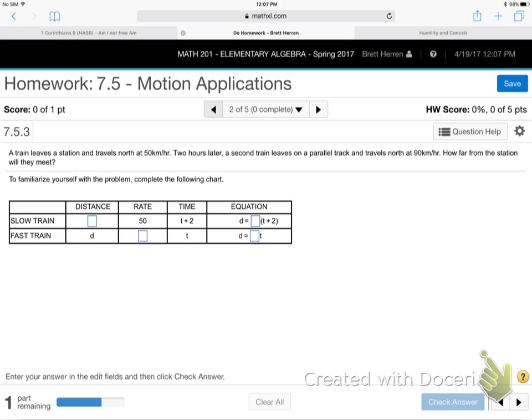Train leaves the station, travels north, 50 kilometers an hour. 2 hours later, second train leaves on a parallel track, travels north, 90 kilometers an hour. How far from the something that's off the screen will they meet? The word that's off the screen is station. How far from the station will they meet?